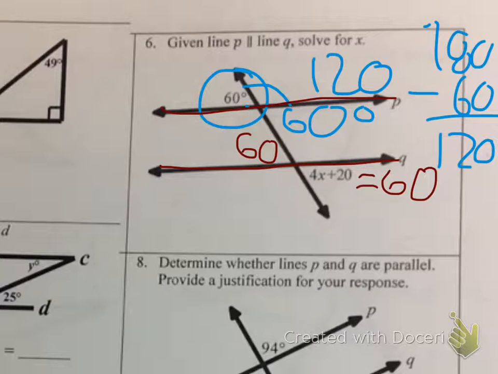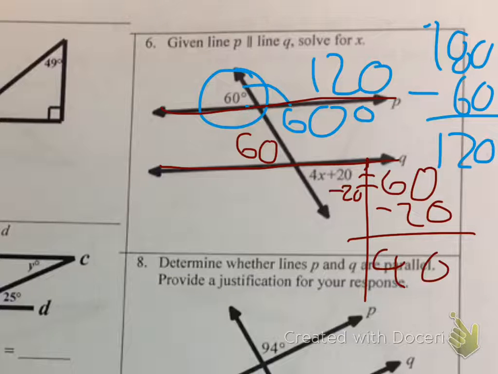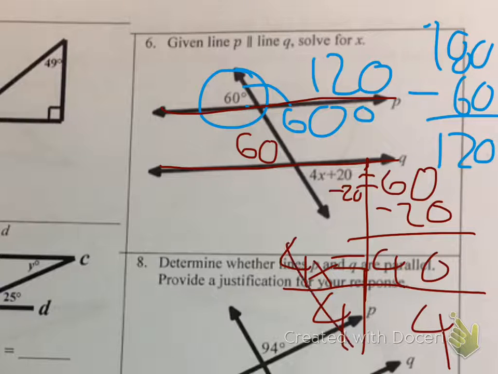So now we just solve. Minus 20, minus 20. That equals 40. 4x equals 40, divide by 4. X equals 10. Okay, and we're going to go to the next problem.